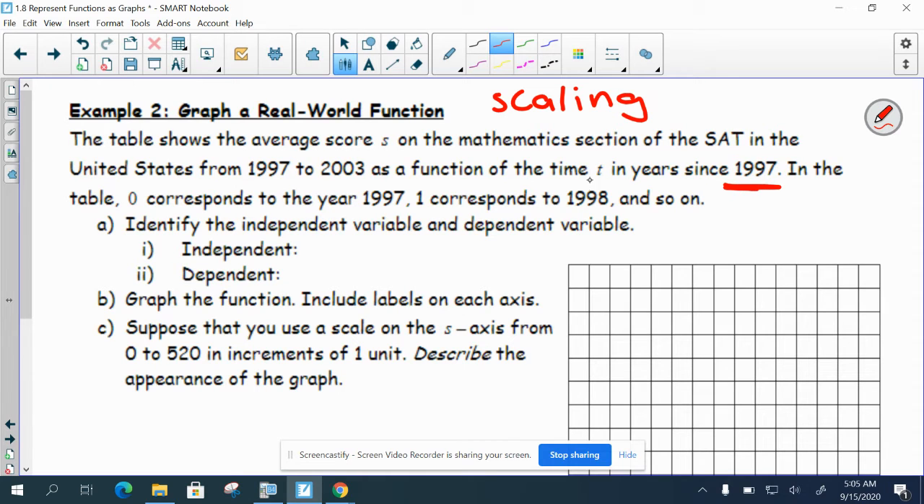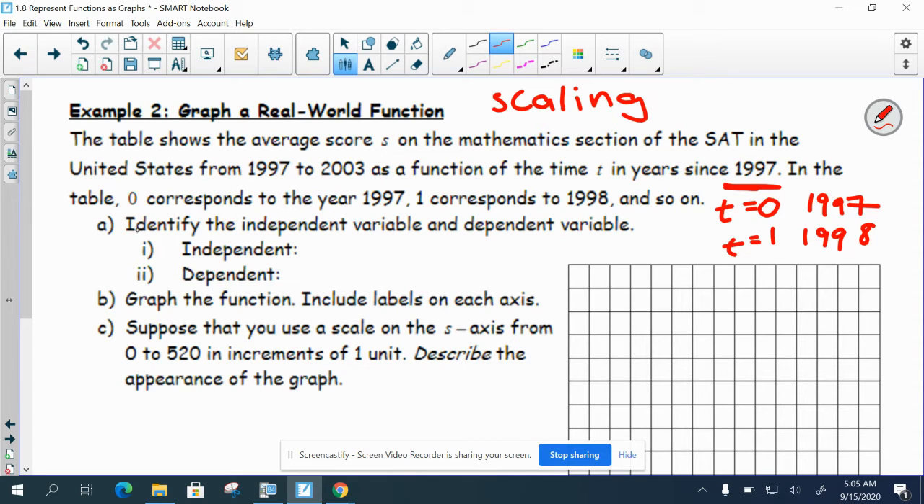Okay, so whenever it says something like that, it means that 1997 is the year 0. So when it starts at 1997, that means that when t equals 0, that's actually talking about 1997. When t equals 1, that's actually talking about 1998. Okay? In the table, I guess it says that in the problem.